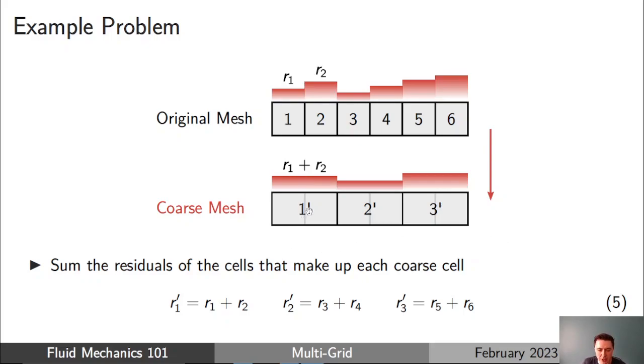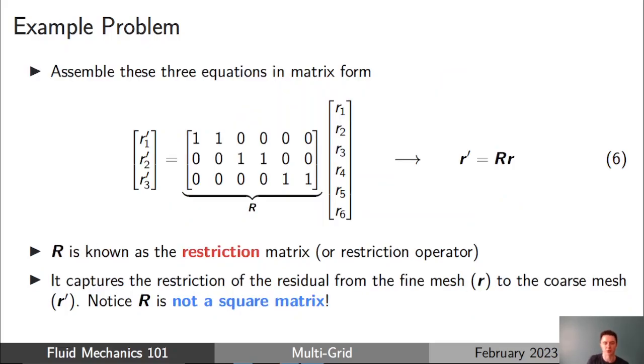If we look at cell 1' in the coarse mesh, for example, the residual in this new cell, R1', is just going to be the sum of R1 and R2, because those are the cells that are agglomerated together. The same for cell 2', R2' is just equal to R3 plus R4, and R3' is just equal to R5 plus R6. So this is what we're doing. We're physically combining the residuals for the region of space that's enclosed by the 2 cells that make up the new cell. And we've now got 3 linear algebraic equations.